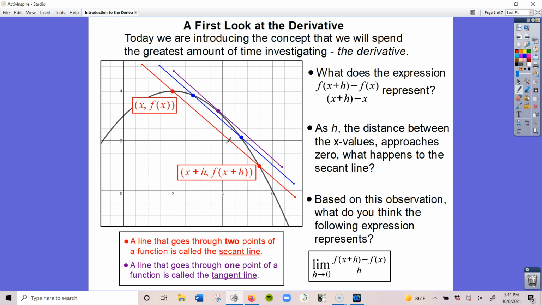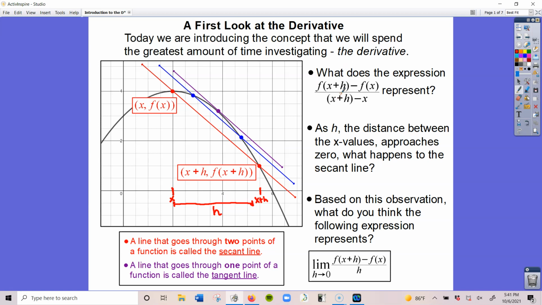Now as you can see, this red line goes through the function at 2 points. That's called a secant line. Now this is going to be really strange, but we have this point here, x, f of x, and then x plus h, f of x plus h. So what that means is that this is the x, and this is x plus h. That means that the distance between them is the h.